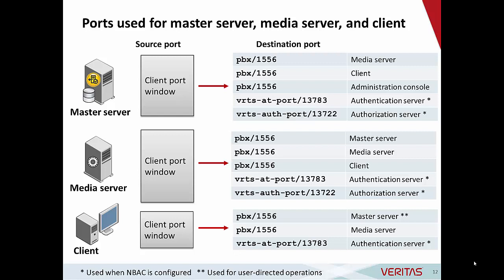This slide shows an example of the ports used for communication between NetBackup master servers, media servers, and clients. You'll notice that most communication is all happening over PBX, port 1556. There are some legacy ports which are still used. You'll notice that when NBAC, NetBackup Access Control, is configured, it requires the use of additional ports. And there are other features in NetBackup which can sometimes require the use of additional ports. For a comprehensive discussion of port utilization in NetBackup, consult the NetBackup Security and Encryption Guide, which has a lot of detail on the subject.